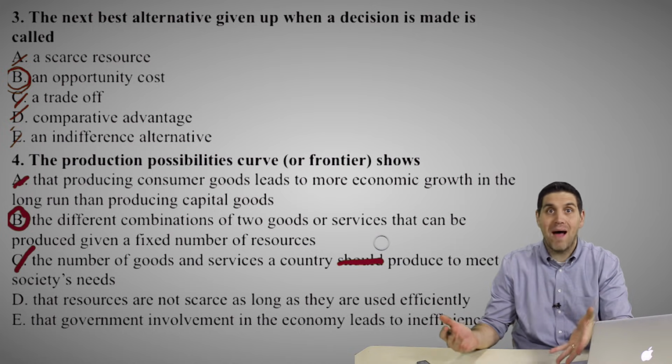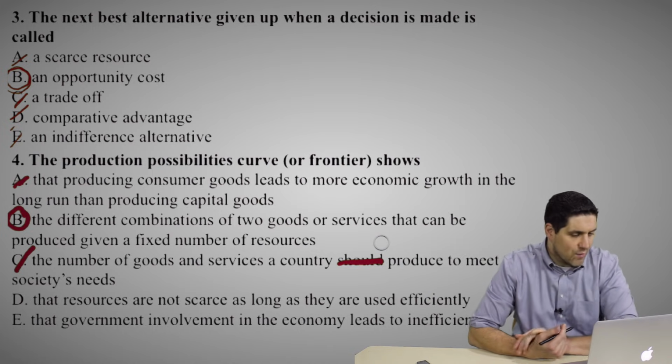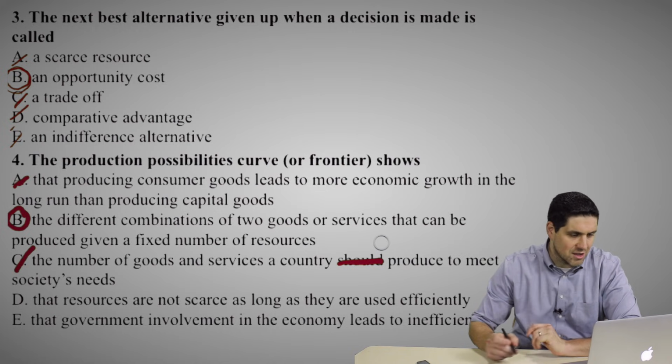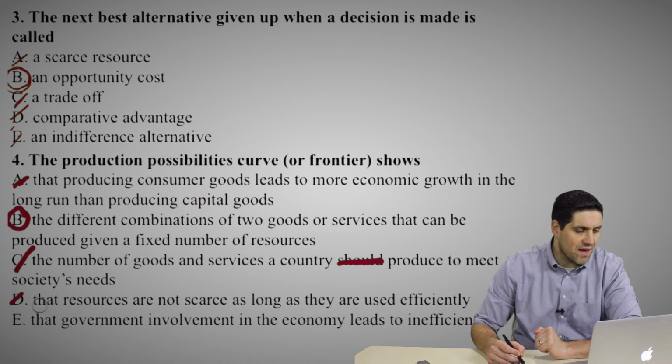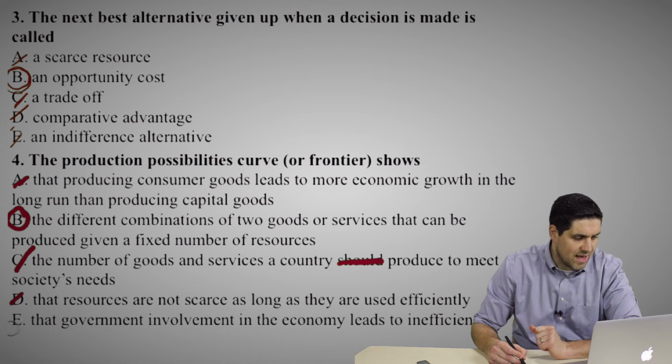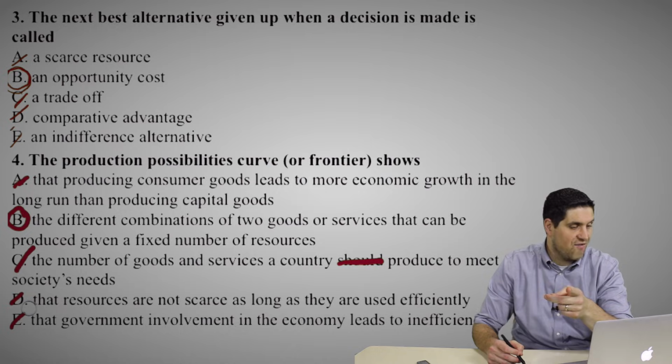It's the production possibilities. D, that resources are not scarce as long as they're used efficiently. That's horribly wrong. All resources are scarce. And that government involvement in the economy leads to inefficiency. That's wrong as well. All right, the right answer on number 4 is B.